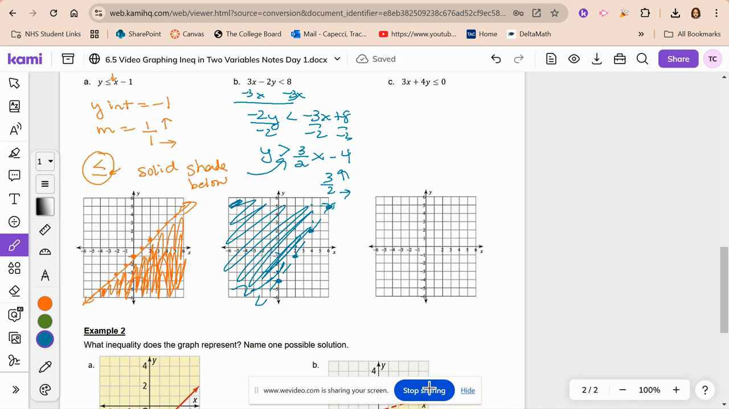Okay, let's take a look at the next one. Same thing, I've got to get it in slope-intercept form first. So I have 4y is less than or equal to -3x. Divide everything by 4.